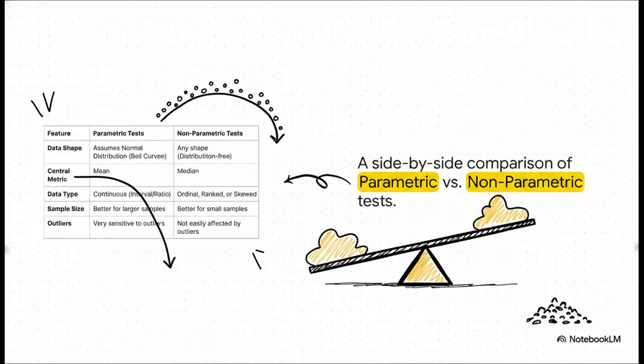And this chart just illustrates the key differences brilliantly. Just look at that row for the central metric. Parametric tests zero in on the mean, which we just saw is super sensitive to outliers. But non-parametric tests, they focus on the median, the actual middle value, which isn't really affected by a few extreme scores. This makes them incredibly tough and, frankly, a much safer choice when you've got a messy dataset.